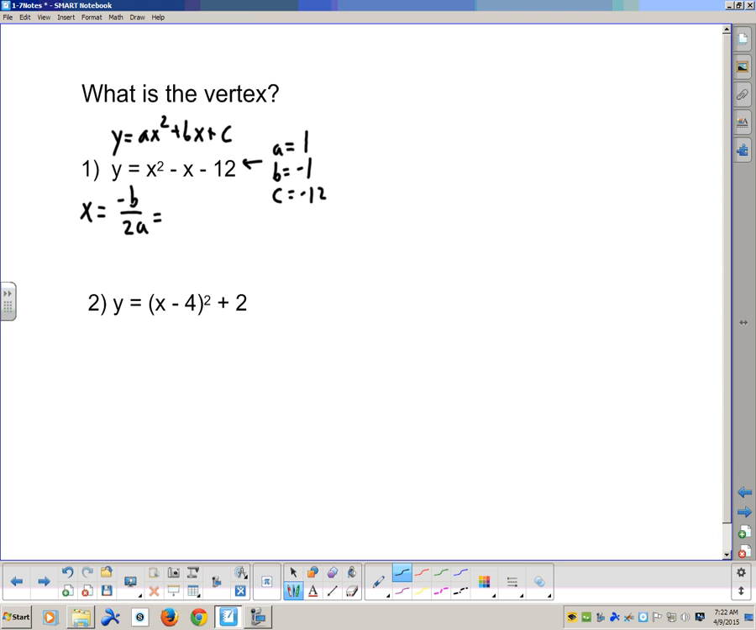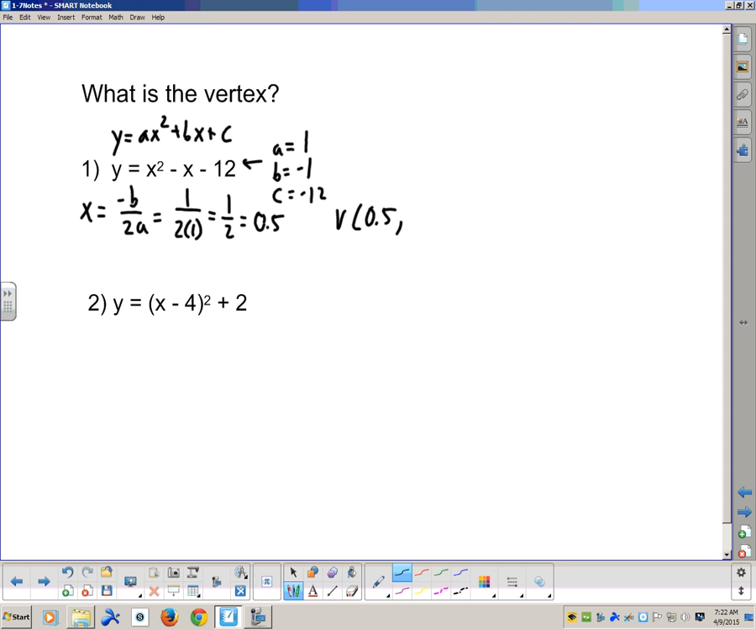So the opposite of b, the opposite of negative 1, is 1. And then down here, 2 times a. So that gives us a half, or if you want it as a decimal, it'd be 0.5. So your vertex is going to be 0.5, something.